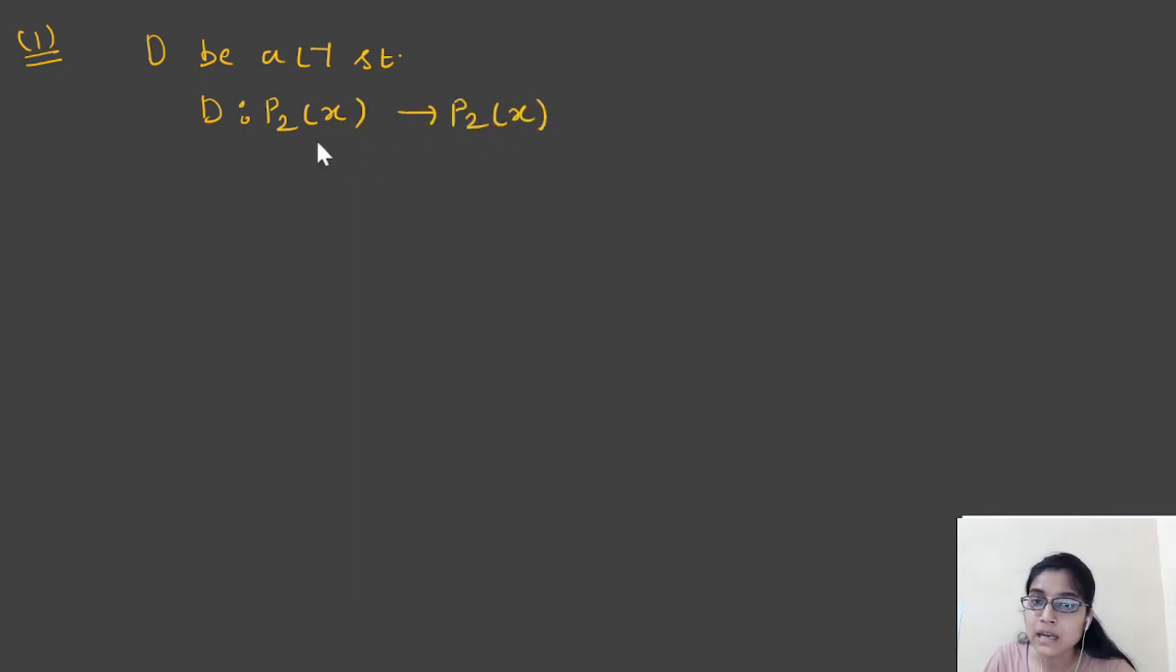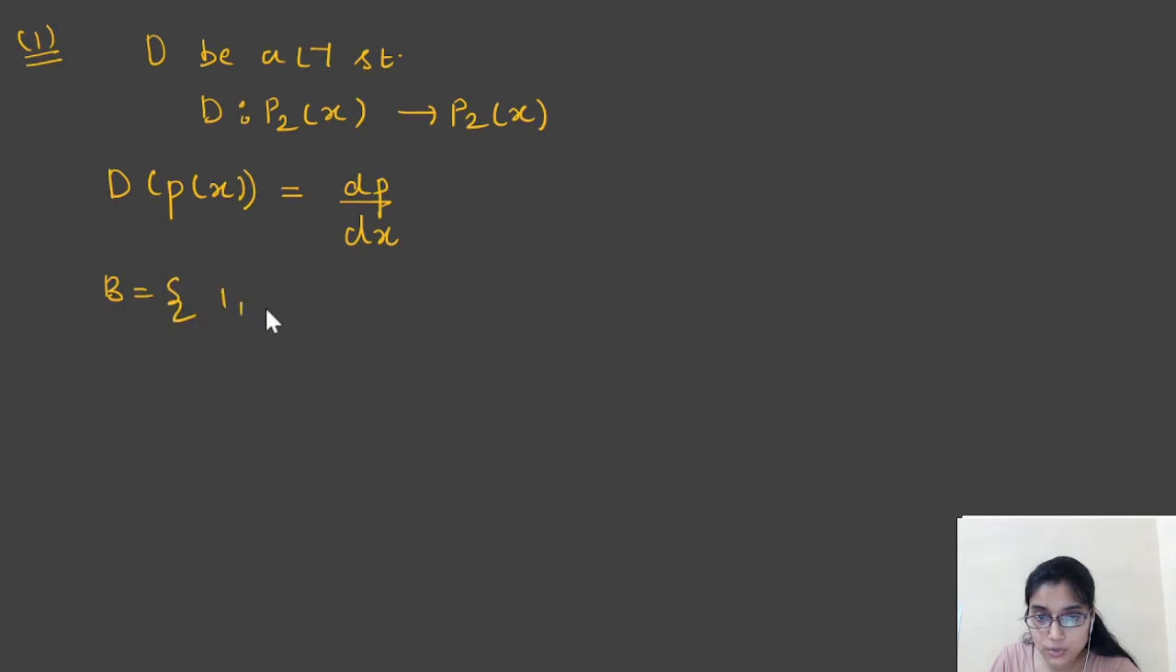linear transformation D from P2(x) to P2(x), and I hope all of you know about P2(x). P2(x) is nothing but the collection of all the polynomials whose degree is less than or equal to 2, and it is defined as, for any polynomial in P2(x), it maps it to its derivative, that is dp/dx, and the basis that is being given to you is 1, x and (1 - x)^2, and with respect to this basis you need to find out the matrix representation of this linear transformation D with respect to the basis B.